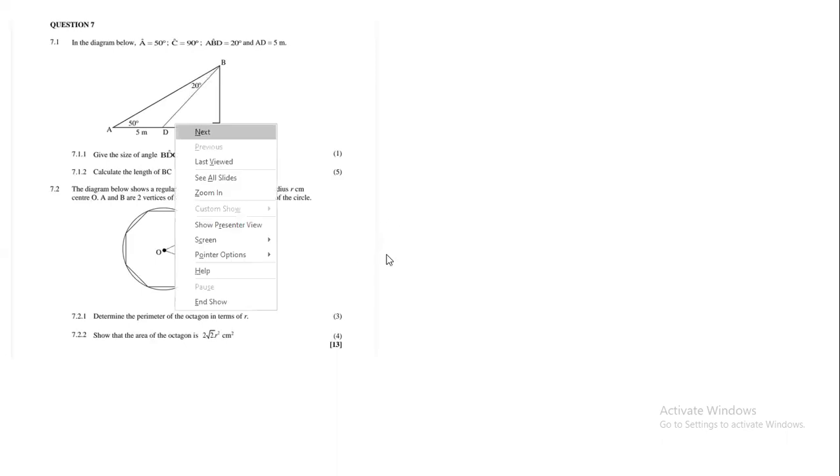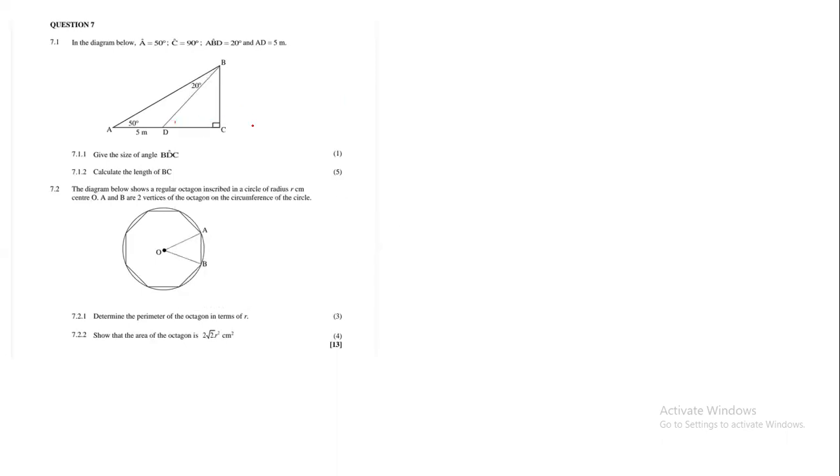Here we are given a right-angled triangle ABC, and we are also provided with two interior angles, ABD and DBC. They ask us to give the size of angle BDC. This is basically an application of trigonometry. They want us to determine the magnitude of this angle over here. It's 1 mark, so it's very simple.